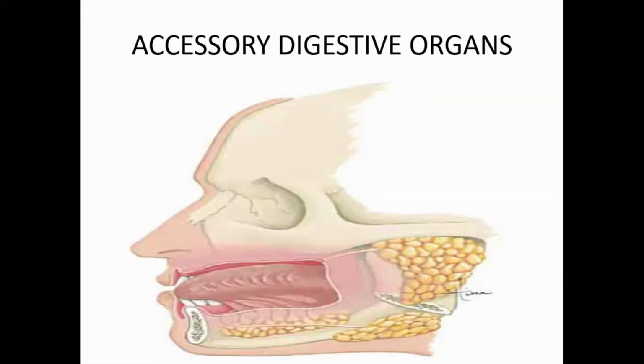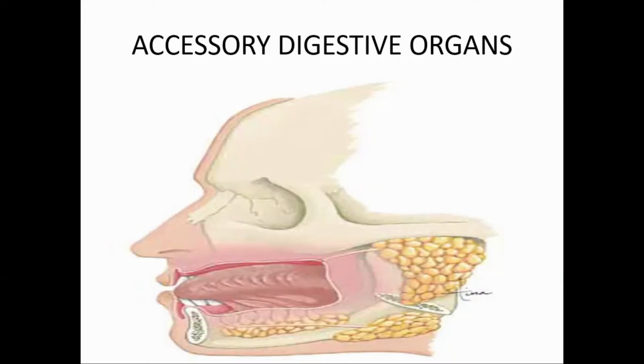Now today's topic is the parotid gland. So today we are going to study the parotid gland. Parotid gland is an accessory digestive organ, a salivary gland. Then what are the different parts of the accessory digestive organs? What are the different structures that form the accessory digestive organs?